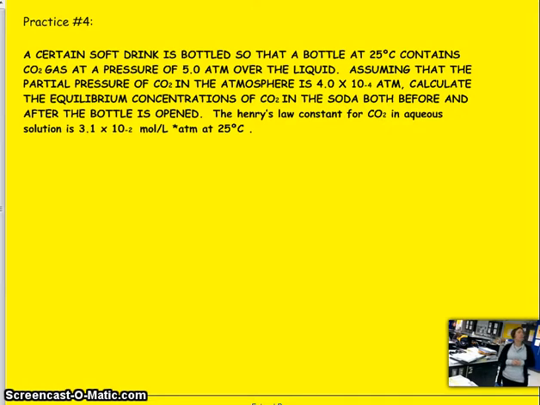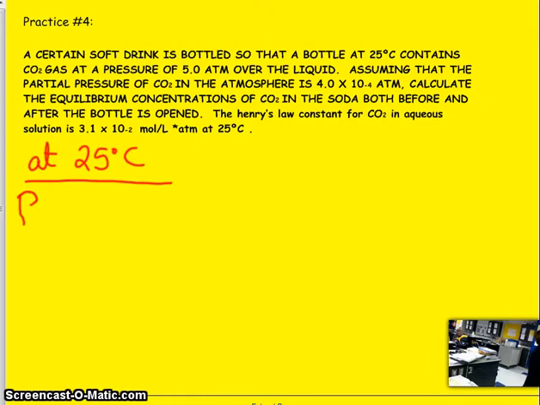A certain soft drink is bottled so that a bottle at 25 degrees contains carbon dioxide at a pressure of 5 atmospheres. So when we're at 25 degrees Celsius and a pressure of 5 atmospheres, that's 5 times the pressure that we're at right now. We're at about 1 atmosphere. So the pressure is 5 atmospheres over the liquid.